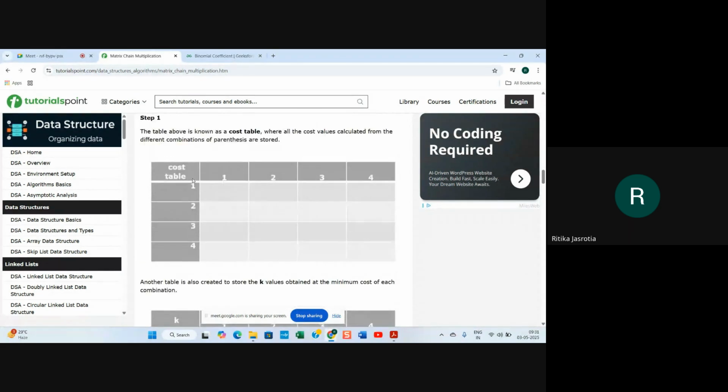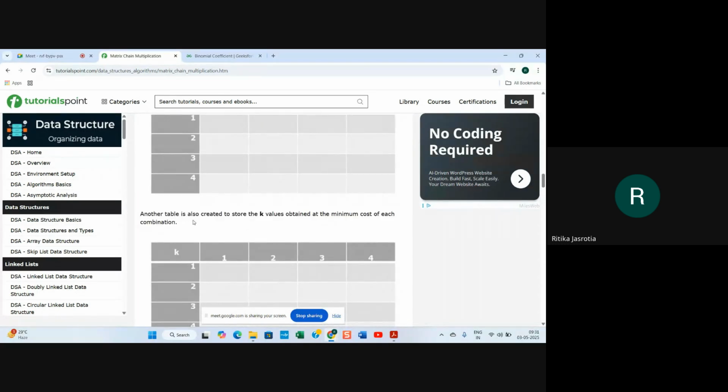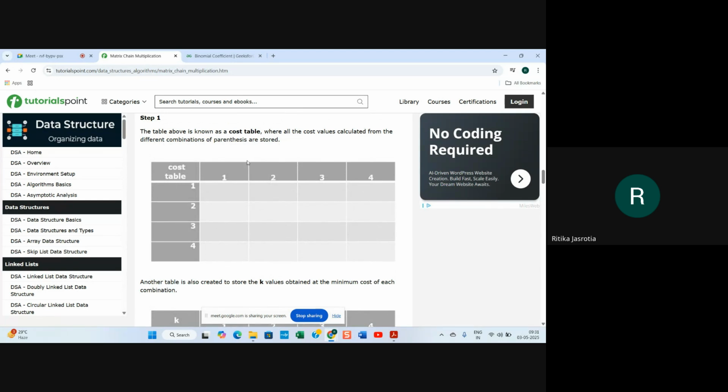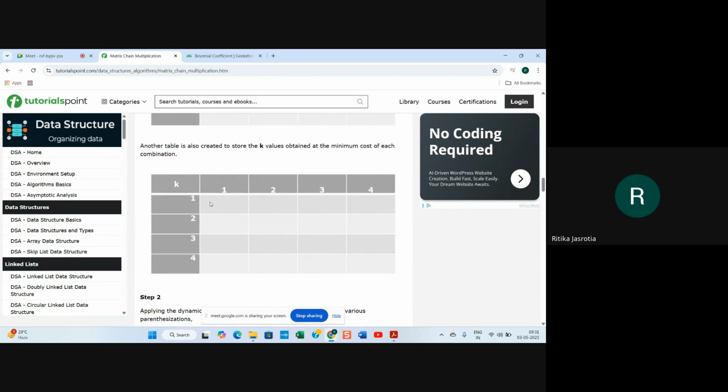Here you put rows and columns 1 2 3 4. Another table is also created to store the k values obtained at the minimum cost of each combination. So this is one of the cost tables, where the different combinations of parentheses are stored, and another table you have created for the value of k according to the minimum cost combination. That is what you are storing. So two tables are there.